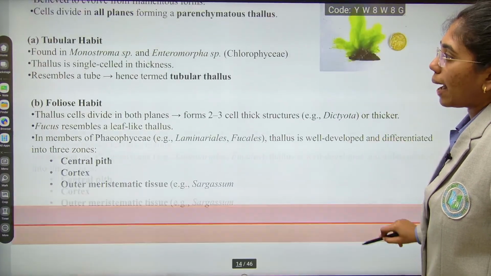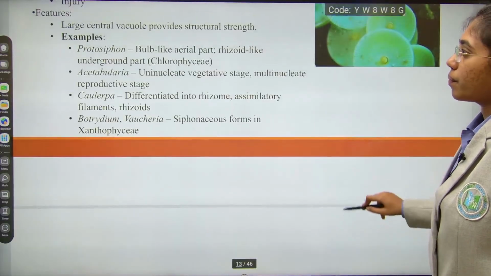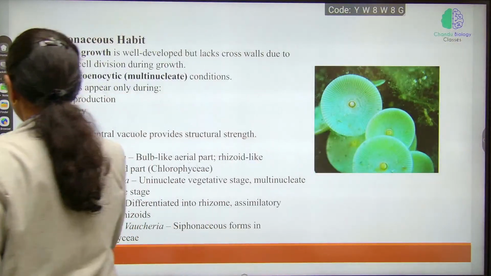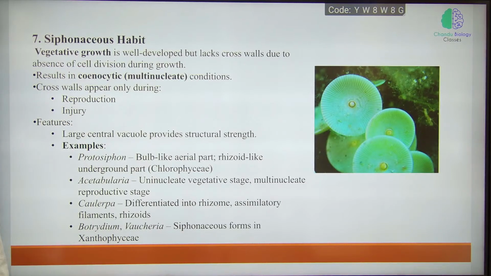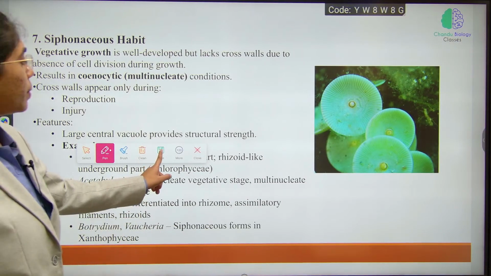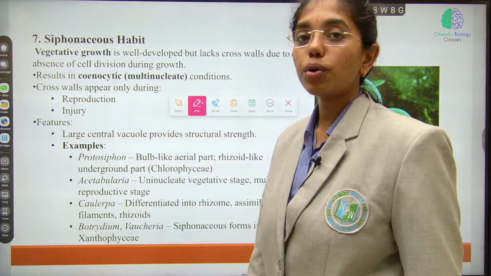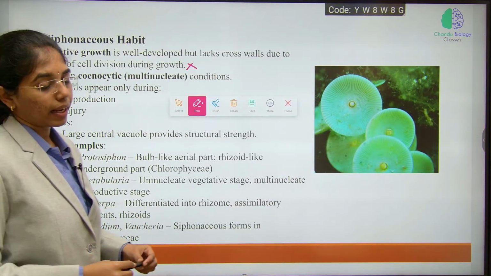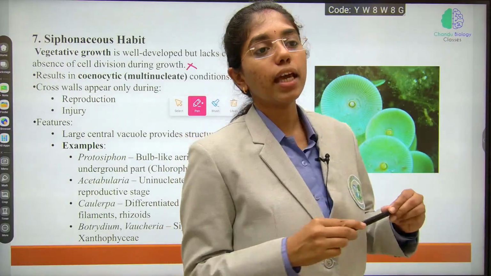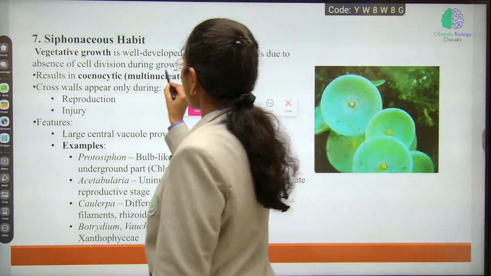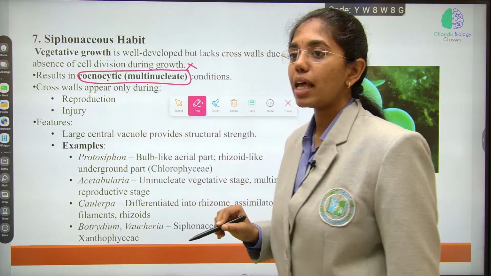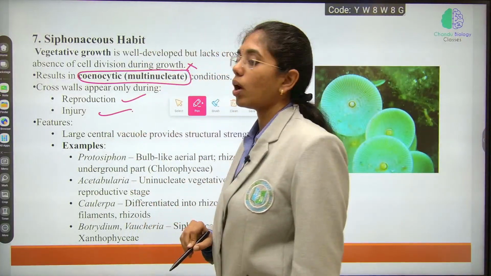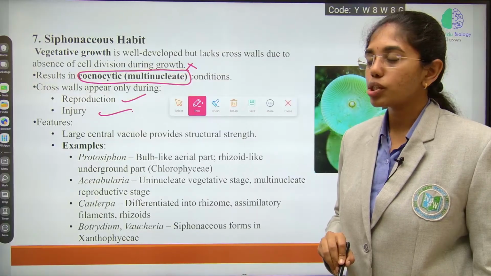We have two more habits. One is siphonaceous habit, where vegetative growth is well developed but lacks cross walls due to the absence of cell division during growth. This results in a coenocytic or multinucleated condition, where cell walls appear only during reproduction and injury.